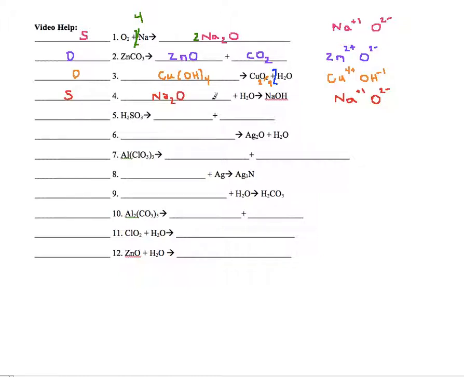Okay. I've got 2 Na's, I've got 1 Na there, so I'm going to put a 2 there. I've got 2 oxygens here, I've got 1 oxygen there, 1 oxygen there, so that's 2. I've got 2 hydrogens and 2 hydrogens, I'm good to go.